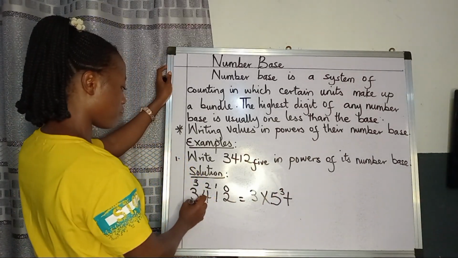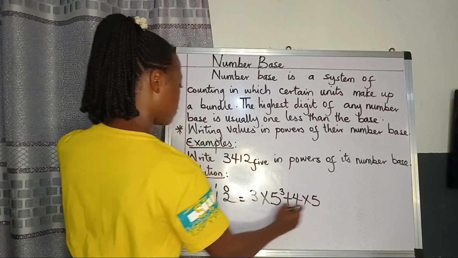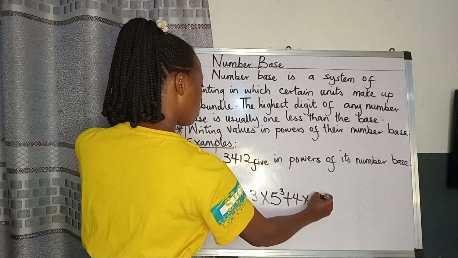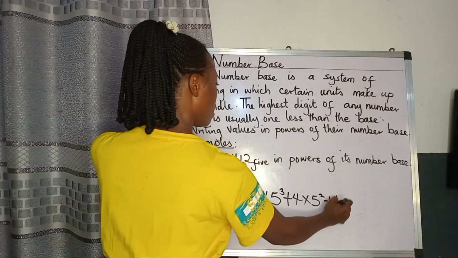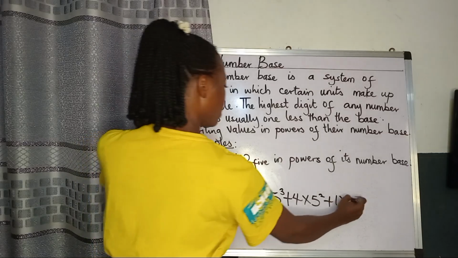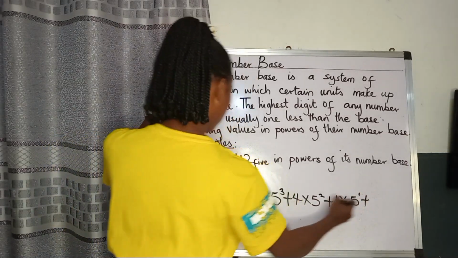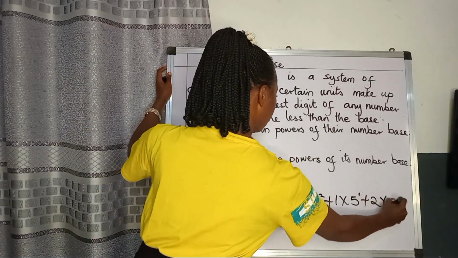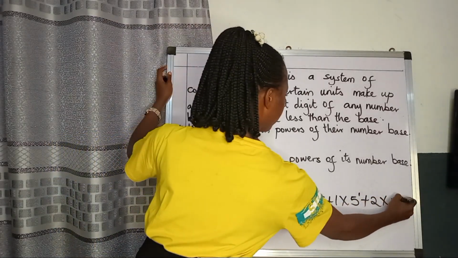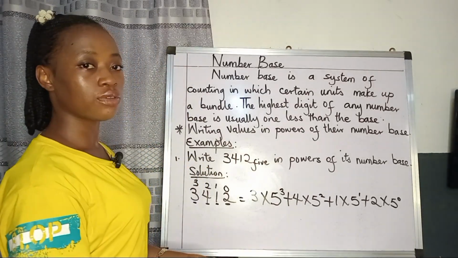Plus the next number, which is 4, multiplied by the base, which is base 5, raised to power 2. You keep on going like that, plus the next digit, which is 1, times base 5, raised to power 1, plus the next number, which is 2, times base 5, finally raised to power 0. So this is how to write numbers in powers of their number base.